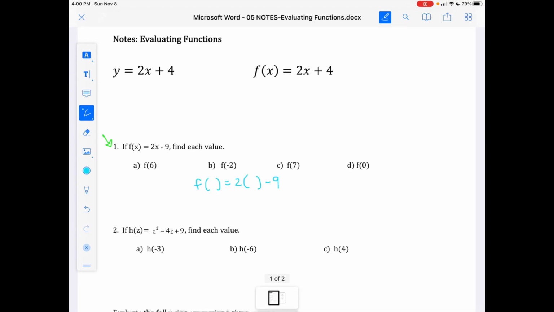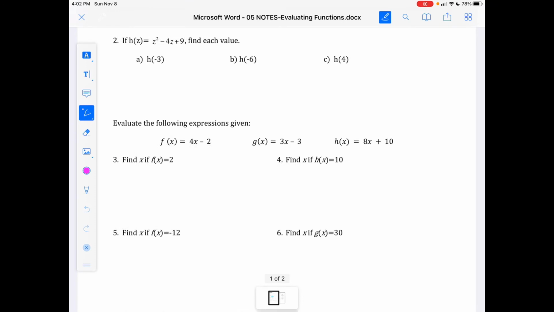I would do the same thing for B. I'm asked to evaluate f of negative 2. So everywhere I have an x, I'm replacing it with negative 2 and then simplifying it. So we would get that f of negative 2 is negative 13.